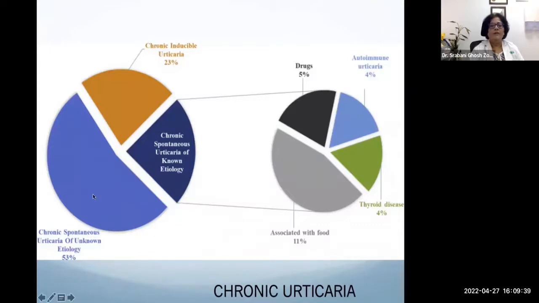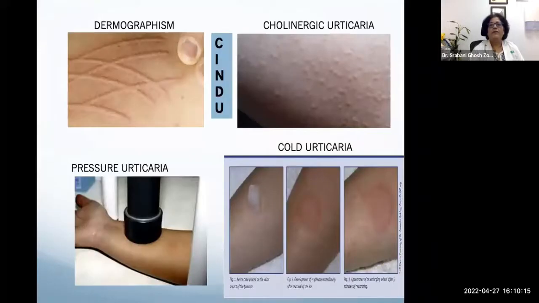You can see in 53% of chronic urticaria, we say it's chronic spontaneous urticaria, of unknown etiology. And in 23%, we have this chronic inducible urticaria where physical factors can be responsible to precipitate these lesions. And sometimes you can be lucky to find out that some causes like drugs, thyroid disease, foods, etc. can be associated with a certain percentage of cases of chronic urticaria. So this is CINDU, or chronic inducible urticaria.